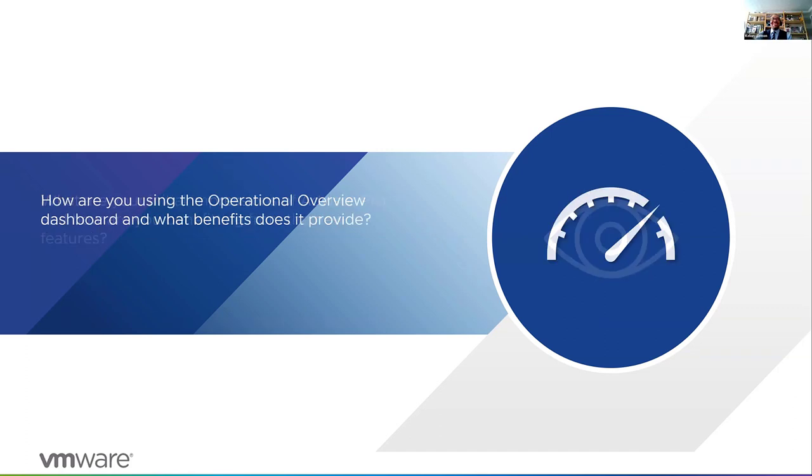Dark mode. So you touched on this earlier. How are you using the operational overview dashboard and what benefits is it providing you? You talked about the emails and the notifications, but is there anything else you want to add in terms of your usage of the dashboard itself? For reports, and just to make sure we didn't miss anything, because a lot of times you might miss something. I mentioned the NTP, a typo.